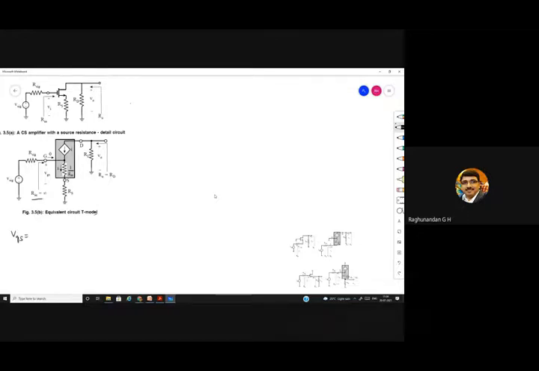In order to find the gate to source voltage, we consider the main voltage Vi, since whatever the voltage Vi, the VGS we are having is a voltage between the gate and the source.